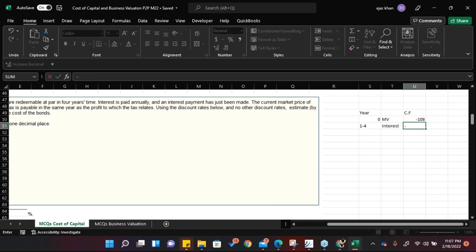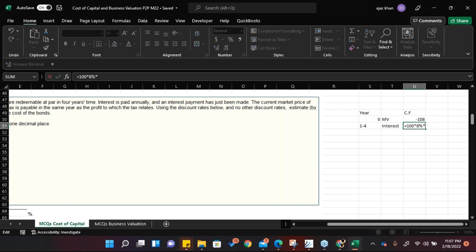This is the annuity that we are going to receive, 8%. 8% of the par value. Remember, interest rate is always applied to the par value. The par value is 100, and it should be multiplied with 8% to get the interest figure annually that we are going to receive if we are the investors, $8.